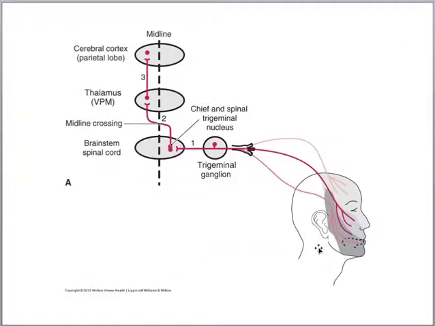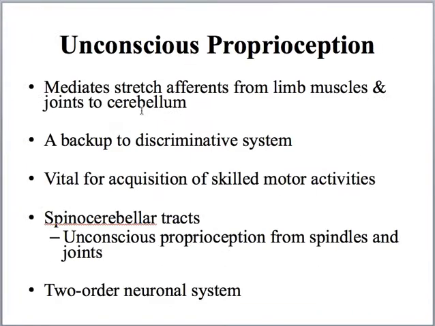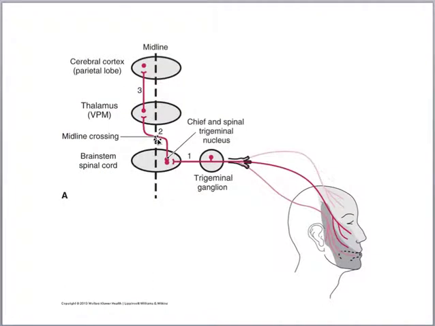And so here it just shows a diagram of the different branches that are coming off the trigeminal. Here's your first order neuron, which synapses on either your chief or spinal trigeminal nucleus. This will cross over and ascend into the ventroposterior thalamic nucleus, and then from there, it's going to project into the cerebral cortex, into the parietal lobe.